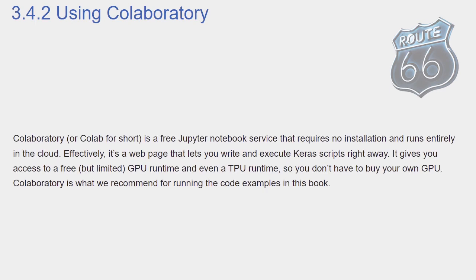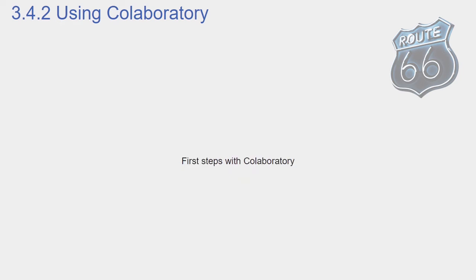Section 3.4.2. Using Collaboratory. Collaboratory, or Colab for short, is a free Jupyter Notebook service that requires no installation and runs entirely in the cloud. Effectively, it's a web page that lets you write and execute Keras scripts right away. It gives you access to a free but limited GPU runtime and even a TPU runtime, so you don't have to buy your own GPU. Collaboratory is what we recommend for running the code examples in this book.